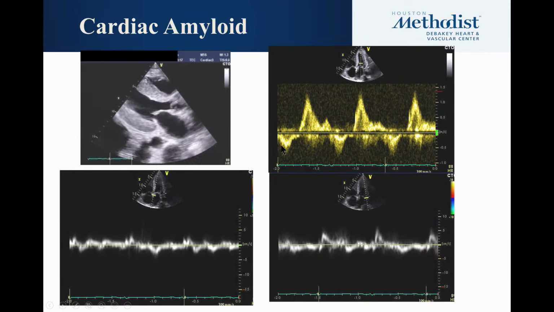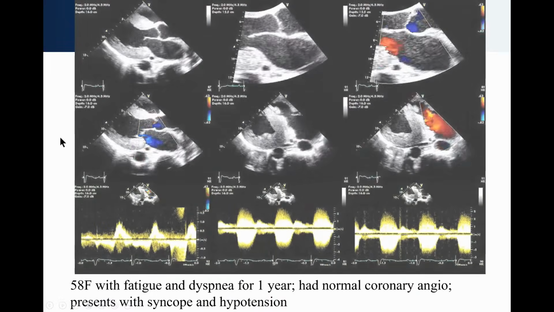So this particular patient already has a restrictive pattern of high E, low A, but with very low values of e primes, as you can see here. But you may have variation in the degree of diastolic dysfunction.